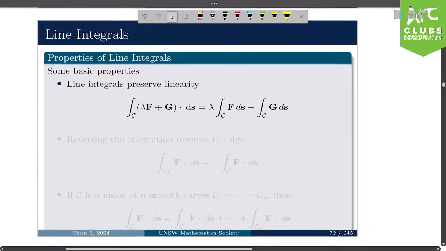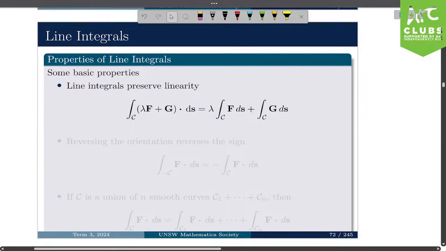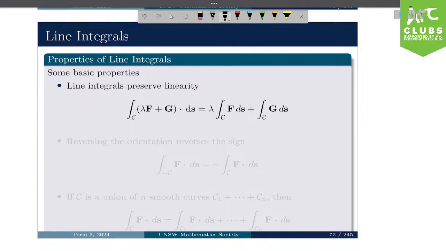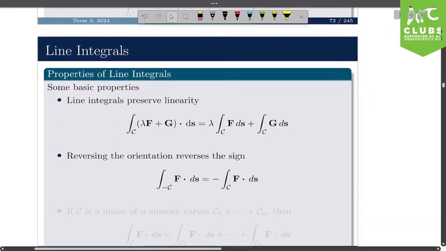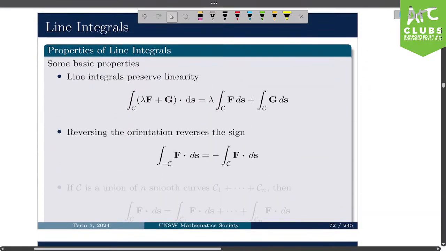Very nice. Okay, so we should go over some properties of line integrals, some nice things that we can do with them. They preserve linearity. So if you add 2 vector fields and you're dotting them, you can split them up into 2 separate integrals. And if you have a scalar times a vector field, you can just throw it out the front of the integral. So it's quite nice. Now if we reverse the orientation around the curve, the integral becomes negative.